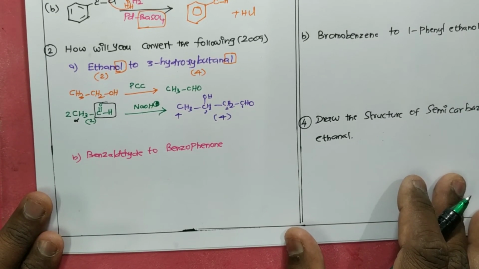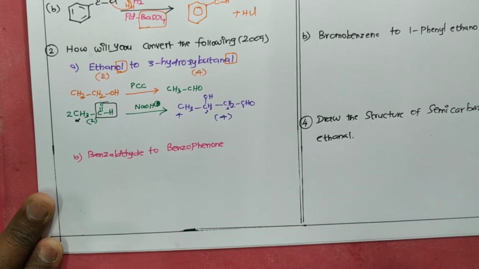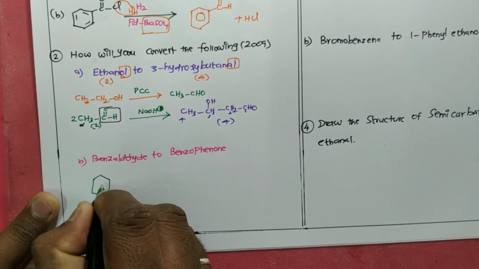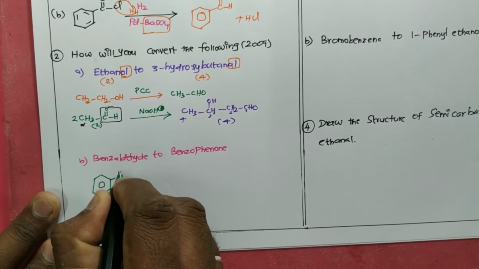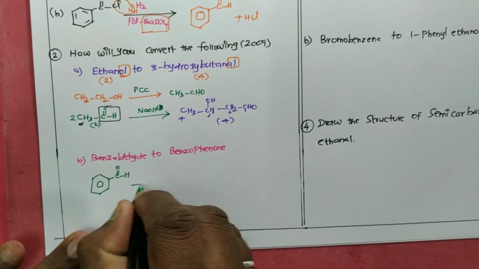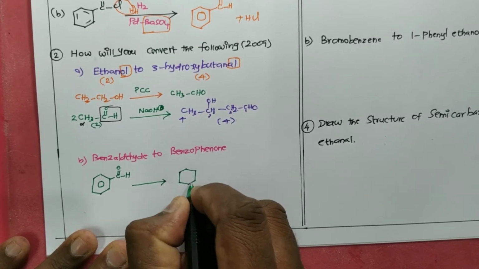Benzaldehyde to benzophenone. How can we convert this benzaldehyde to benzophenone? First we have to write the benzaldehyde. What is the structure of benzaldehyde? This is the structure of benzaldehyde, C double bond O, H. What about the benzophenone? How can we write the benzophenone? Benzophenone is nothing but this.